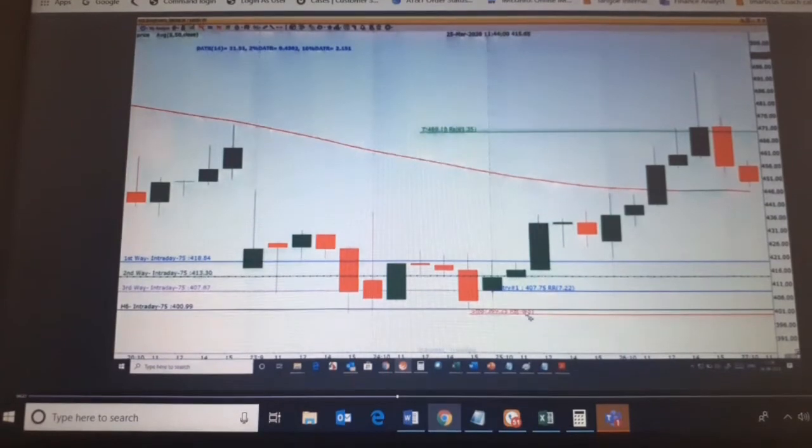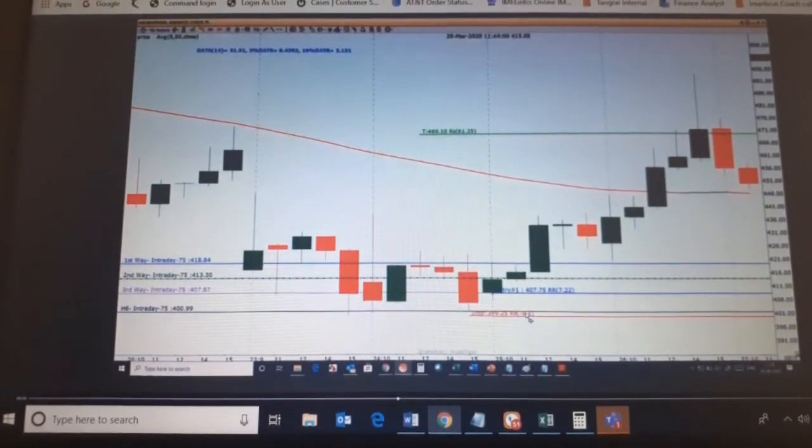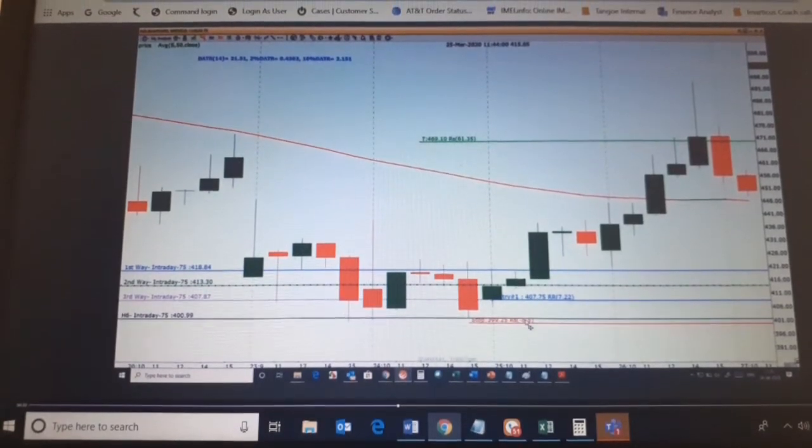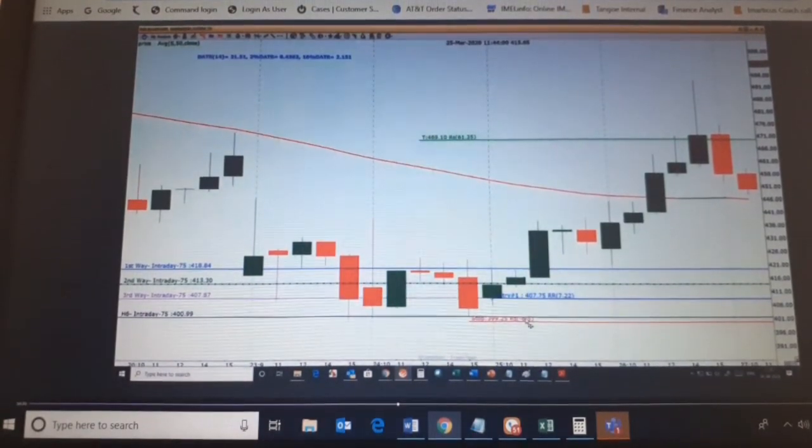The more the width, the more the risk. The more the width of the zone, the bigger the zone, the bigger the risk. The smaller the zone, the smaller the risk.